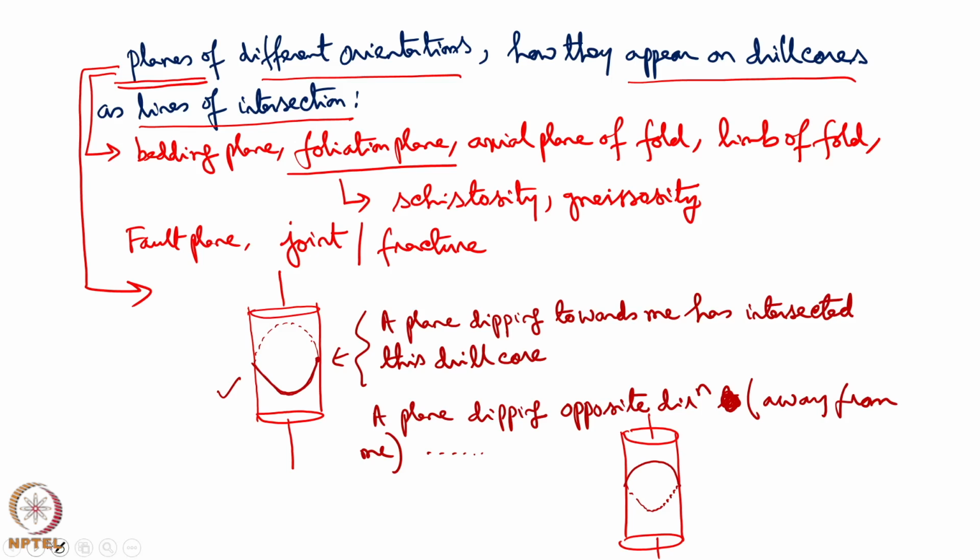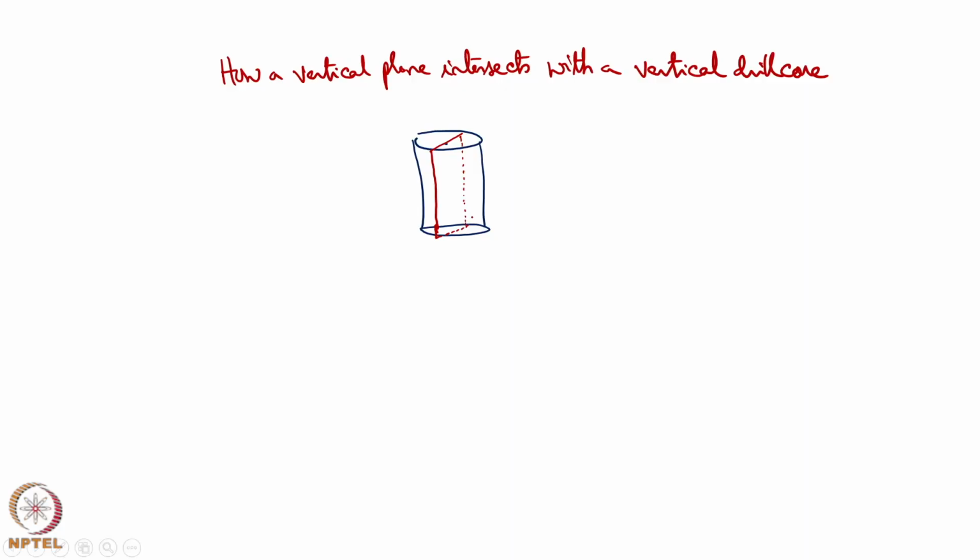Let us look at the fourth possibility, that a plane is vertical and the drill core is also vertical, how they will intersect. So, this is how it will look like. This solid line indicates what I can see from the top. This solid line indicates the intersection between the vertical plane and this cylinder. These two dashed lines indicate the rear view and the bottom view respectively.